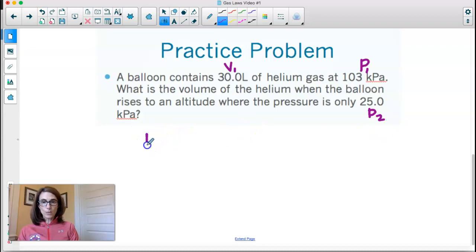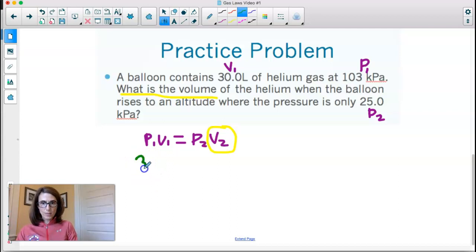But let's go ahead and plug our numbers into P1 V1 equals P2 V2. And what are we solving for? So let's go ahead and circle that guy. We are solving for V2, right? What is the volume? So let's plug our numbers in. So we have 30 liters, 103 kPa.